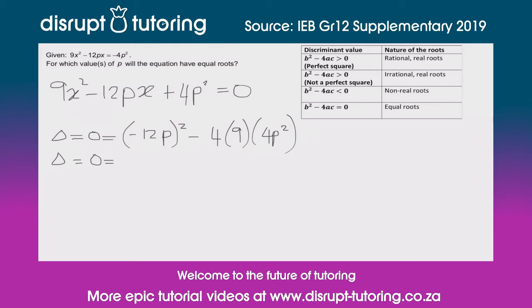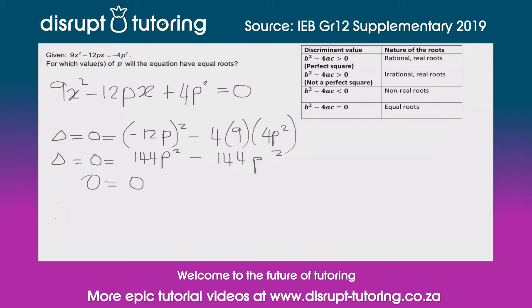So let's get rid of our brackets. So we're going to get 144p squared minus, and now we've got minus 4 times 9 times 4 gives us 144. And that is going to give us p squared. Now that's very interesting. We've got the discriminant, okay, is therefore, so this is going to be 0. What does that mean? So it means 0 equals 0.